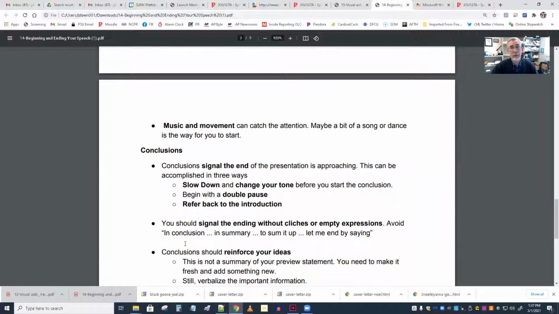Music and movement. You sing something, you do a little dance. If it applies to the presentation, you can do a presentation about opera and begin with singing. That would be interesting. Or if you're going to do a presentation about tap dance, I would expect your introduction would probably have some tap dance in it. That's unusual, but it could happen.